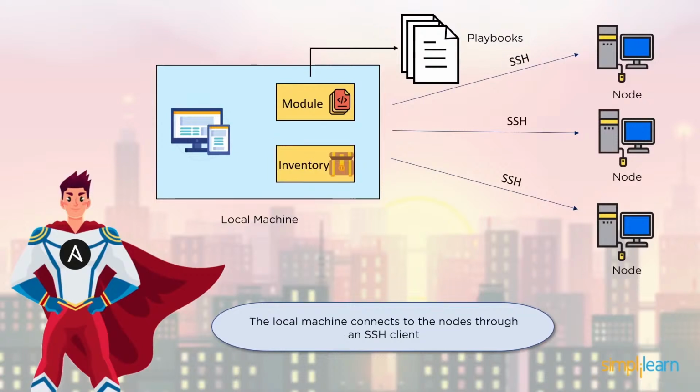So of course, the local machine needs to communicate with the client. And how is this done? This is done through SSH. SSH is your secure shell, which basically provides a protected communication in an unprotected environment.